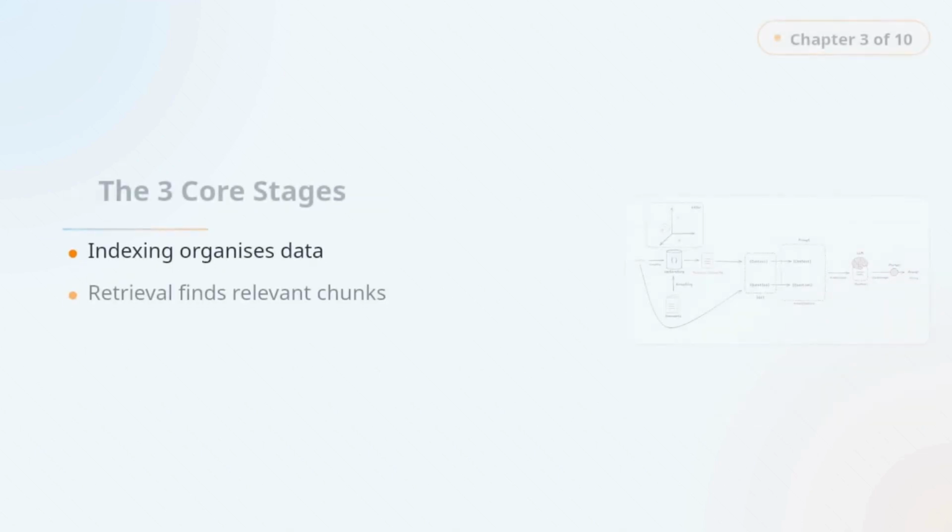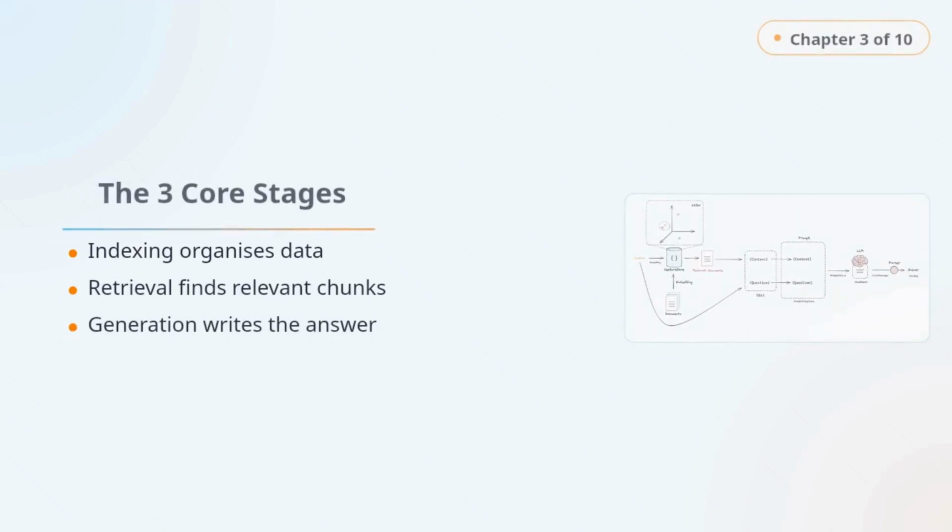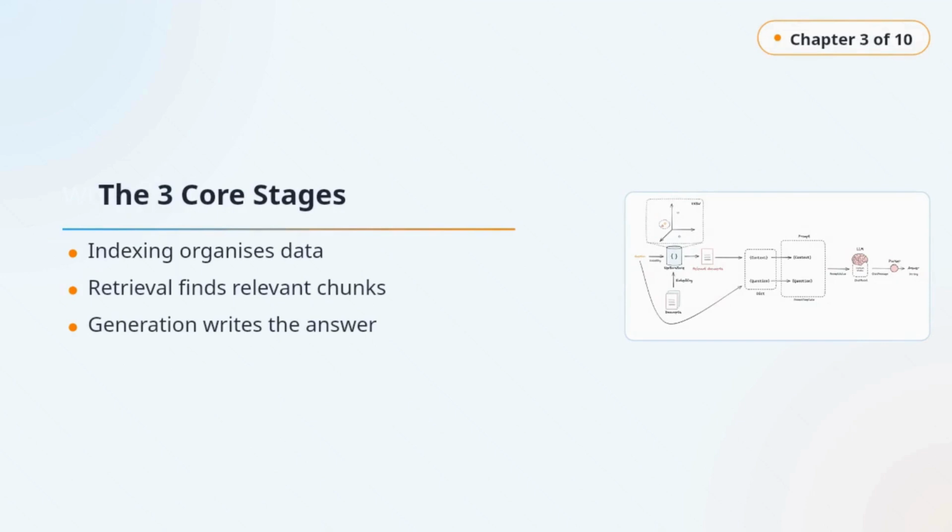The basic structure of RAG has three stages. First comes indexing, where documents are processed and prepared for search. Second is retrieval, where the system finds the most relevant pieces for the user's query. Third is generation, where the LLM uses those retrieved pieces as context and creates the final answer. If you remember just one structure from this lesson, remember this flow: index, retrieve, generate.